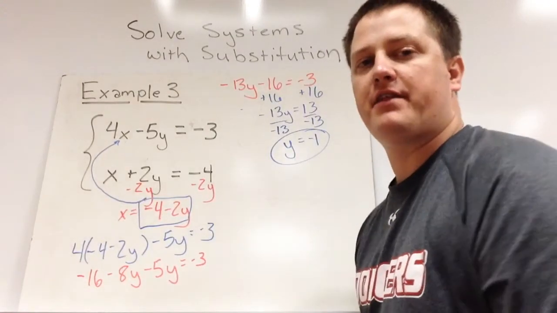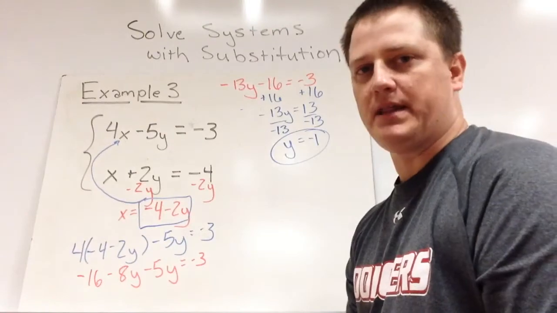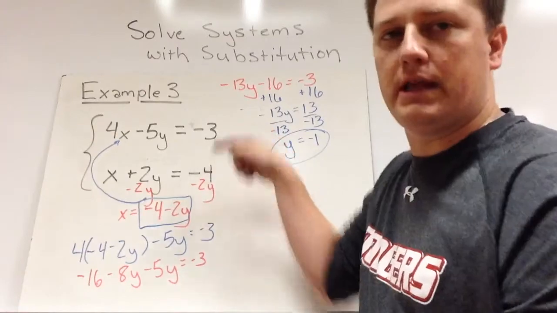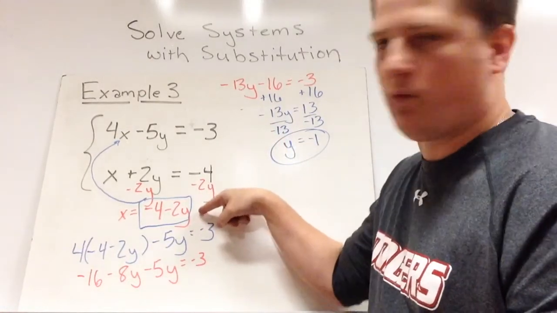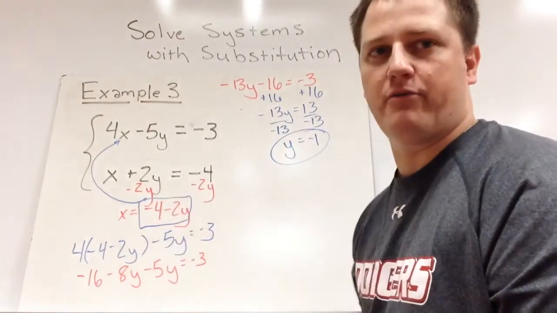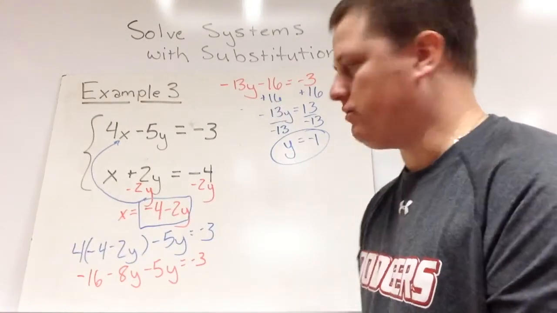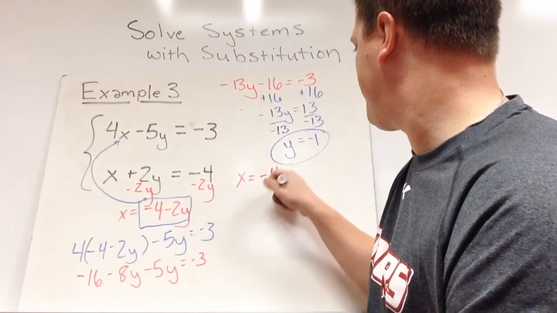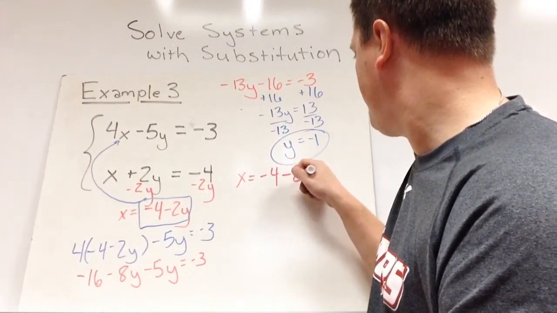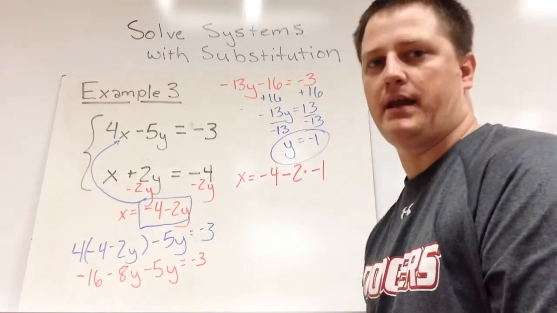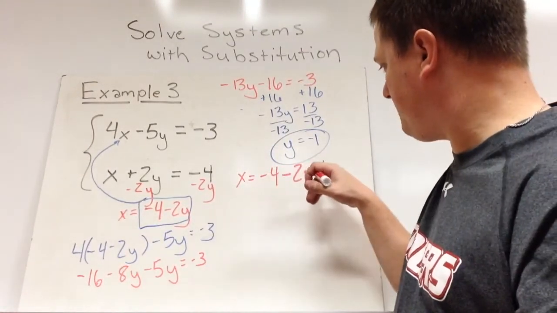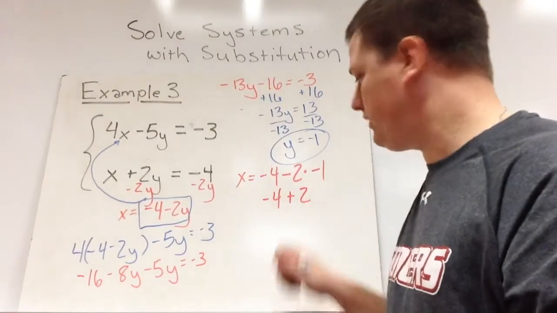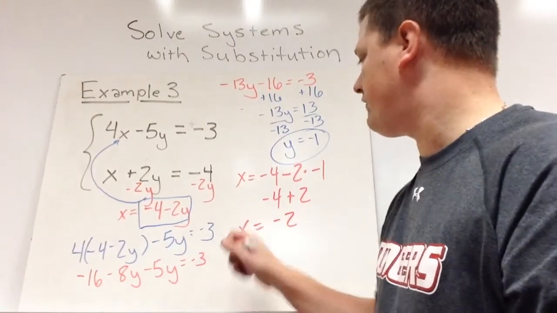Now, the thing that we have to think about here is which of these equations would be the easiest? This one or this one? Well, the truth is, neither one of these two would be the easiest. The easiest would actually be your one that you solved for. X equals -4 minus 2y. So that's the one I'm going to use. Instead of y, I'm going to put in -1. So -2 times -1 is +2. So I have -4 plus 2 is -2 for an x value.